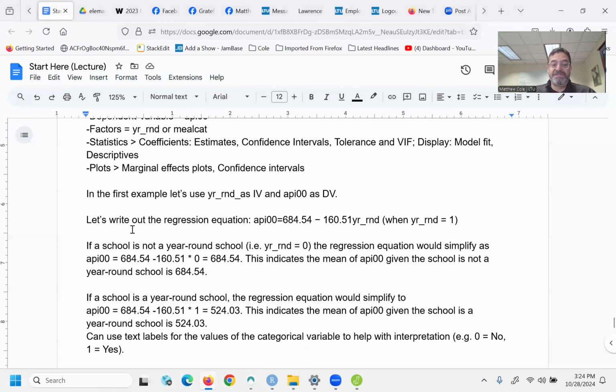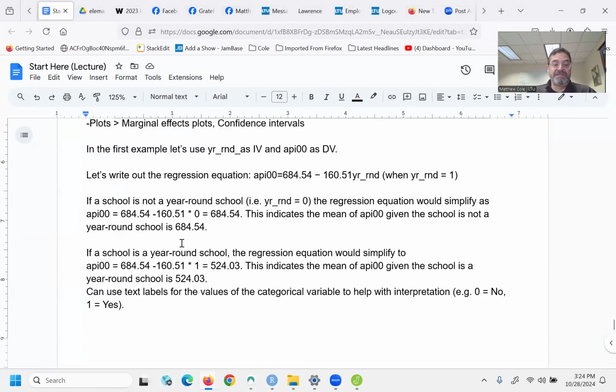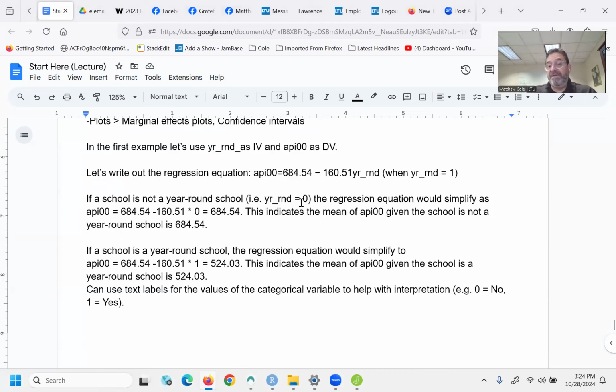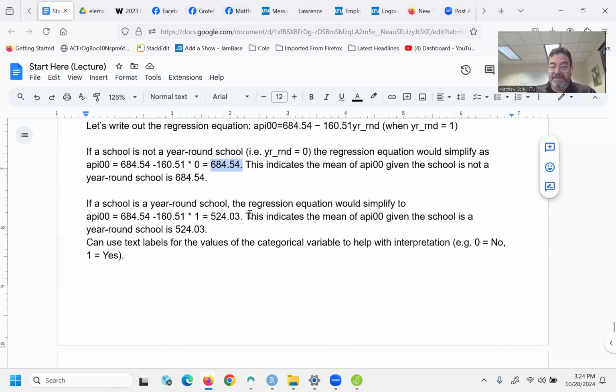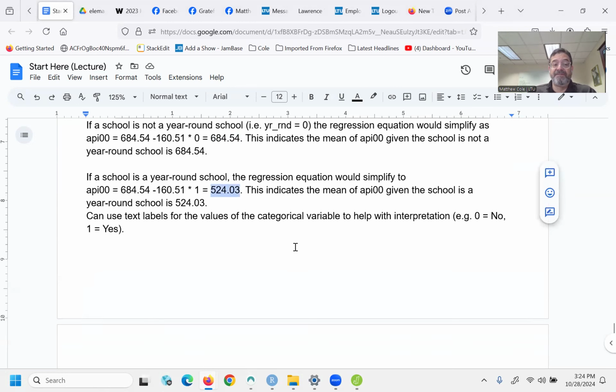Well, I already showed you how we interpret this. If a school is not year round, it equals 0. The regression equation would simplify as API equals 684.54 minus 160.51 times 0. So that is 0, and it's just the y-intercept. And then as we add in year round equals 1, we can account for the minus 160.51, because it's 160.51 times 1. So then API goes down to 524.03.